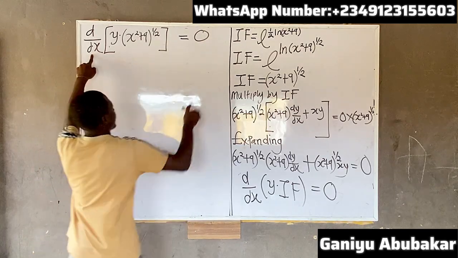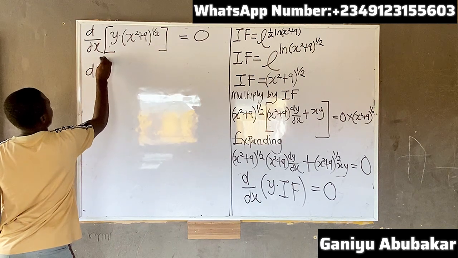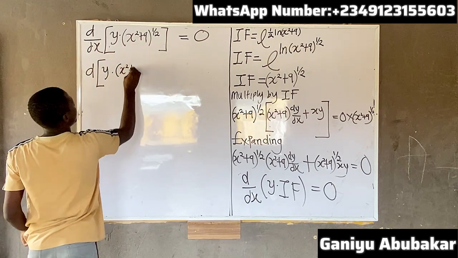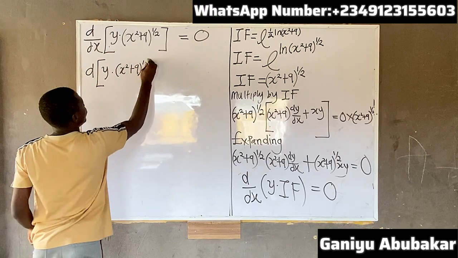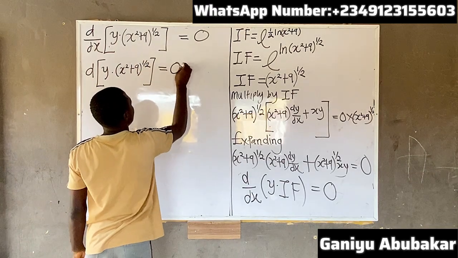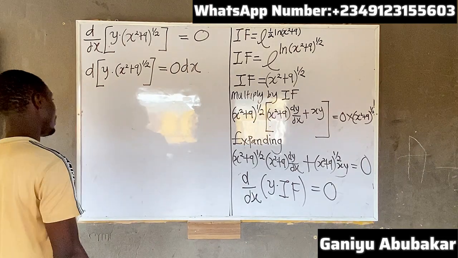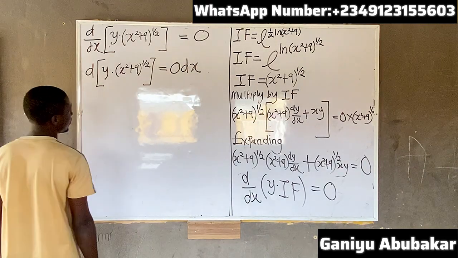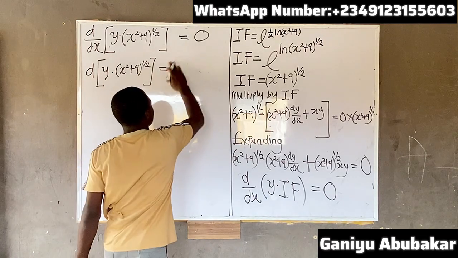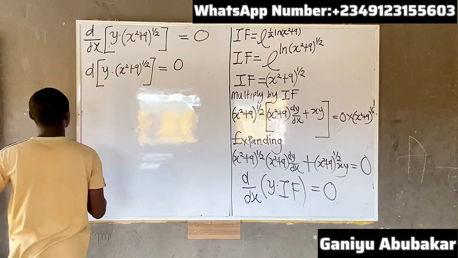So take the dx here. That gives you d into y dot (x squared plus 9) all to the power half equals what there? 0 dx. Next task is that 0 times dx gives you 0, so here it's still 0. Next task is to integrate through.